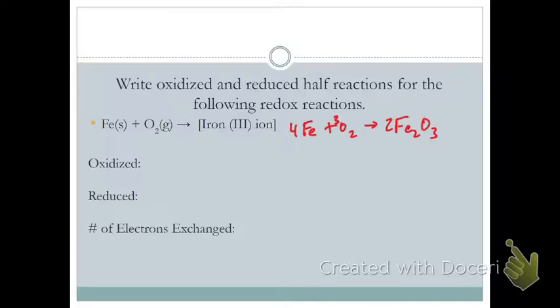So let's assign our oxidation numbers. This is 0, 0. This is going to be a -2. All oxygen is -2, so this has to be a +3. What's being oxidized? Well, you got iron going to +3, so iron is being oxidized. It's losing electrons. Oxygen is going to a -2. It's gaining electrons. Right? So iron is being oxidized. It's also the reducing agent. And then O2 is being reduced, so it is the oxidizing agent.